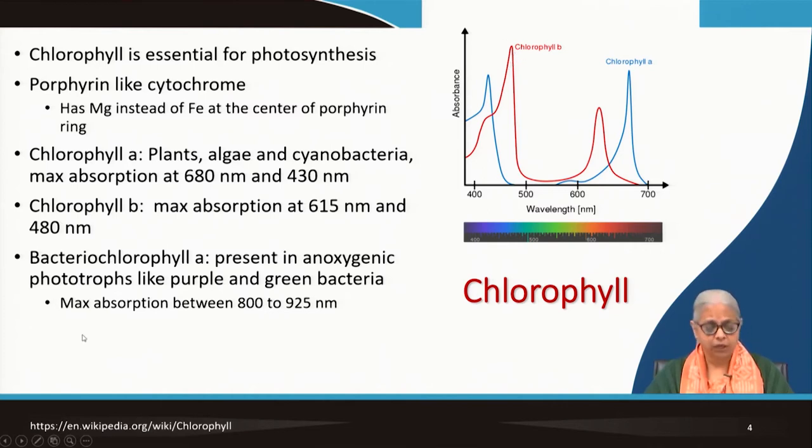Bacterial chlorophyll is quite similar. It is present in anoxygenic phototrophs like purple and green bacteria. Maximum absorption is kind of off the scale, it's towards the infrared region, and that's 800 to 925 nanometers.